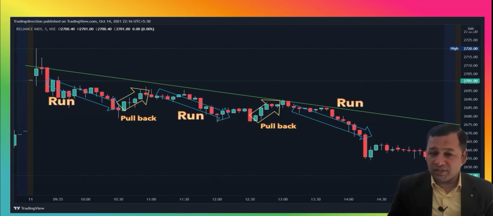Beginners especially need to understand that they fall into the trap of this pullback. So you need to understand this concept. Wait patiently to enter near the trend line. You should not lose money here if you wait.